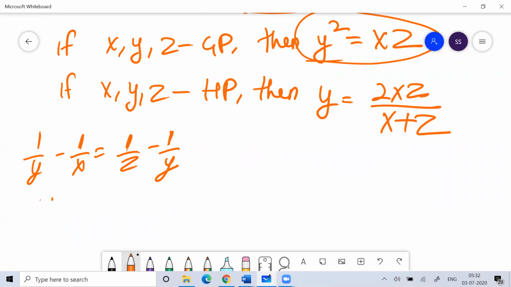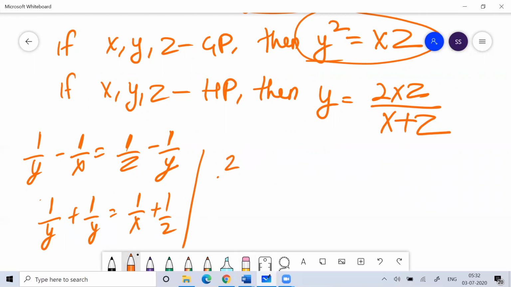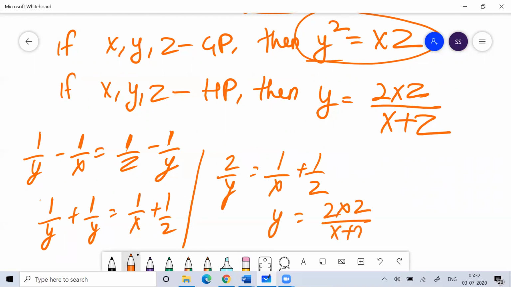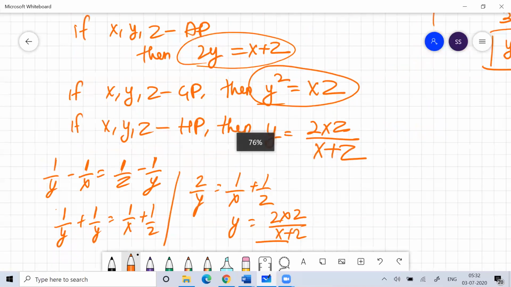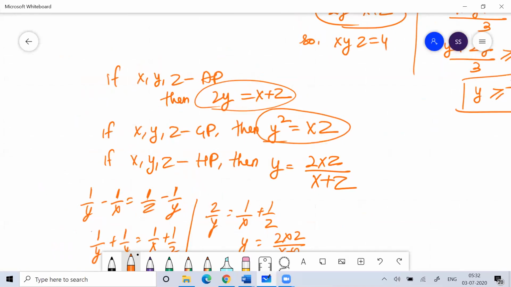So this will work. 1 by y plus 1 by y gives 1 by x plus 1 by z. This is 2 by y is equal to 1 by x plus 1 by z. So y is equal to, if you take the LCM, 2xz by x plus z. So you need to understand the context if AP, GP or HP is given in the problem. It is very important.